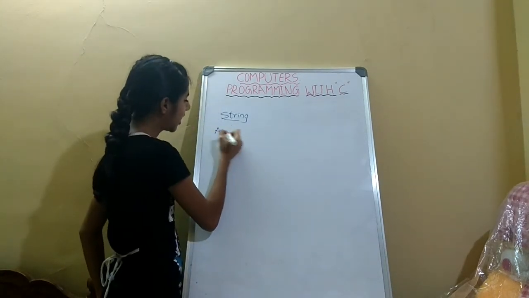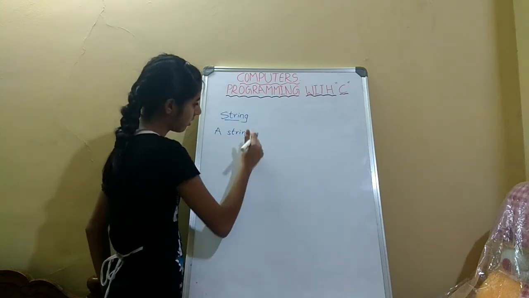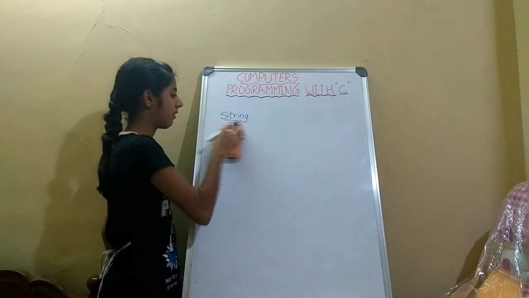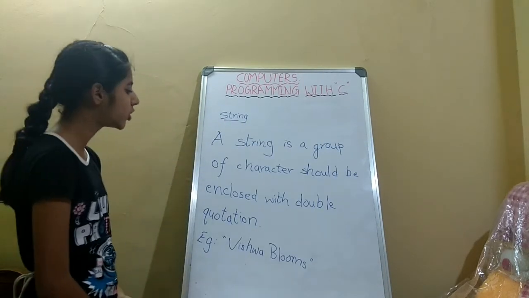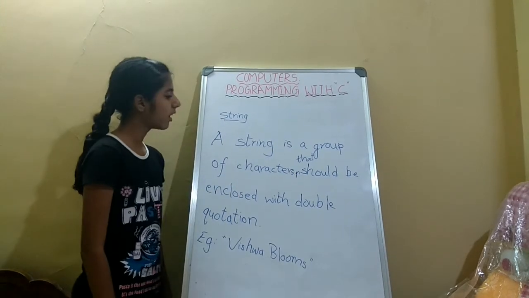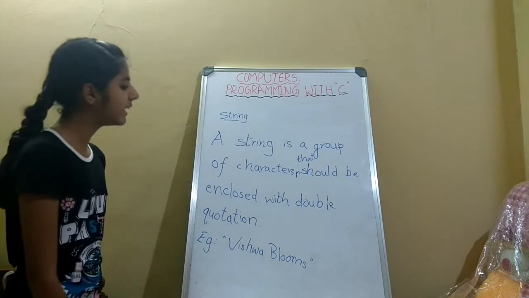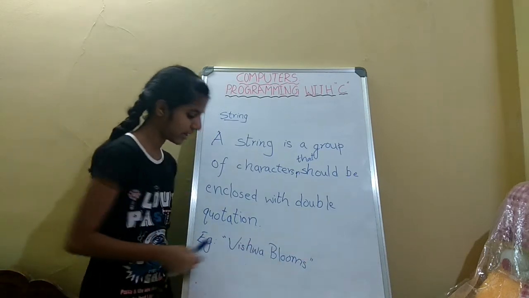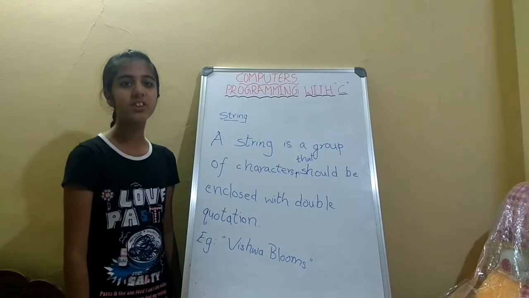A string is a group of characters that should be enclosed with double quotation. Double quotation is nothing but this. Vishwablooms, with double quotations. This is an example of a string.